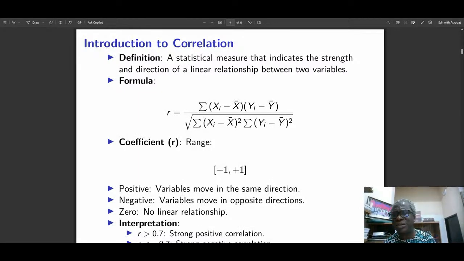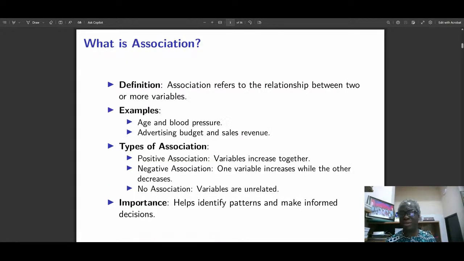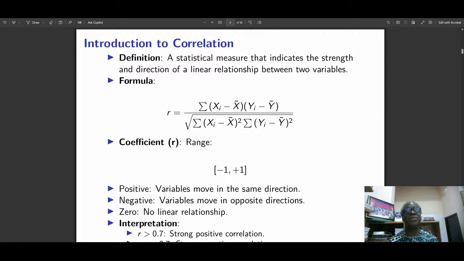I hope you can see my screen. Are you able to see my screen? The screen is blank. Okay, I think it's coming up now. Sorry for that. So, are you able to see the screen now?